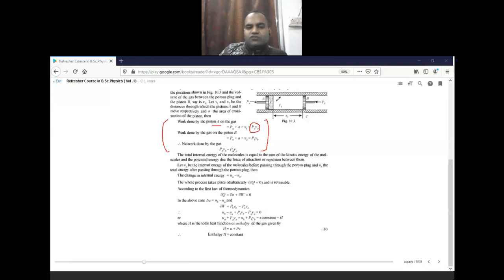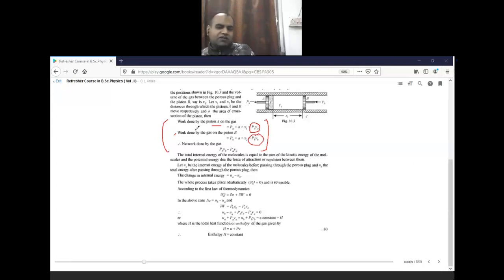You understood this, because you have used the piston there, so the piston will do work on the gas. Work done by the piston on the gas is PAVA. Okay, what is the work done by the gas on the piston B?